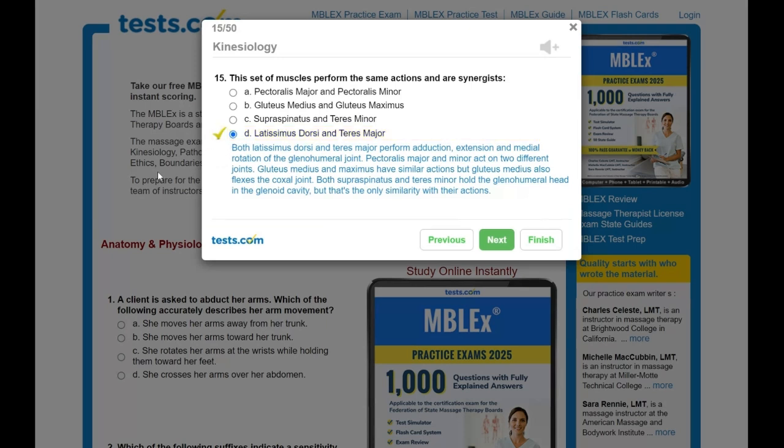D. Latissimus dorsi and teres major. Both latissimus dorsi and teres major perform adduction, extension, and medial rotation of the glenohumeral joint. Pectoralis major and minor act on two different joints. Gluteus medius and maximus have similar actions, but gluteus medius also flexes the coxal joint. Both supraspinatus and teres minor hold the glenohumeral head in the glenoid cavity, but that's the only similarity with their actions.